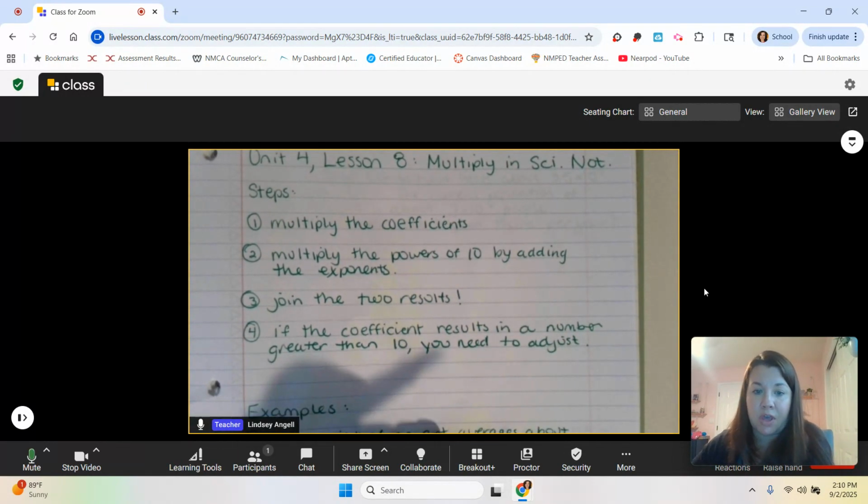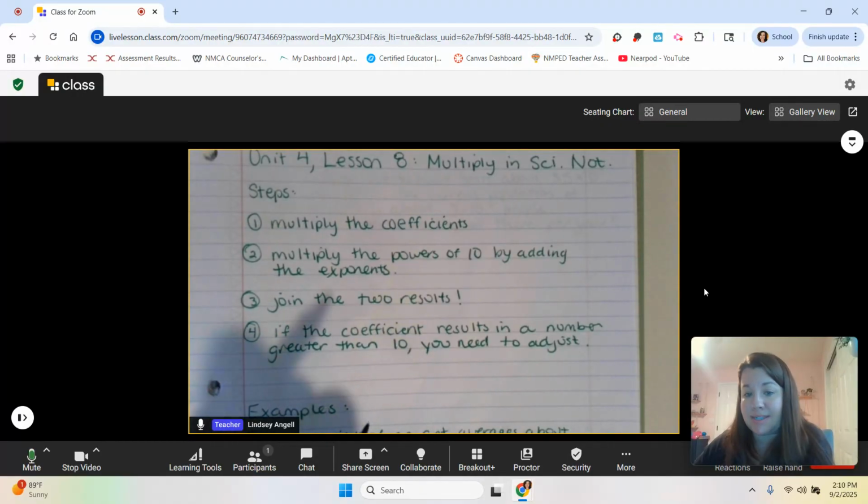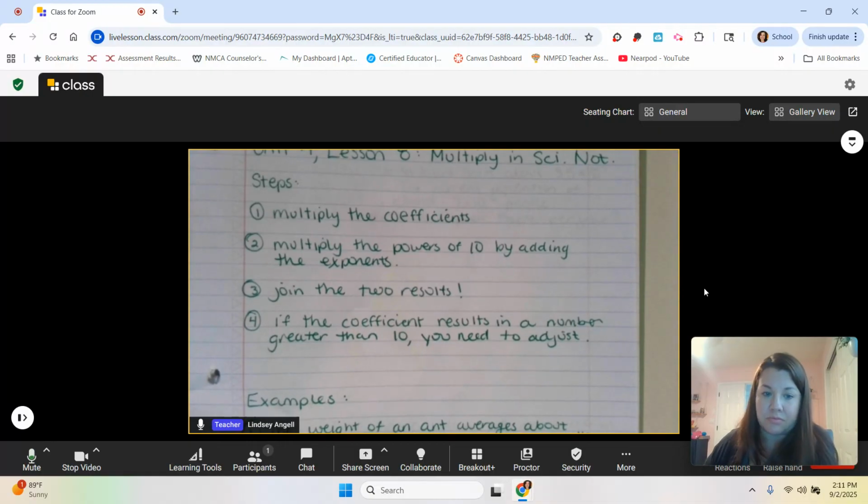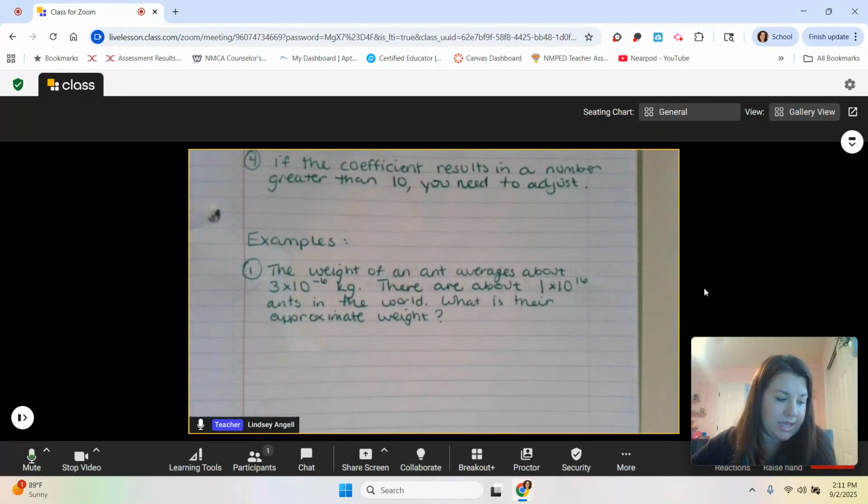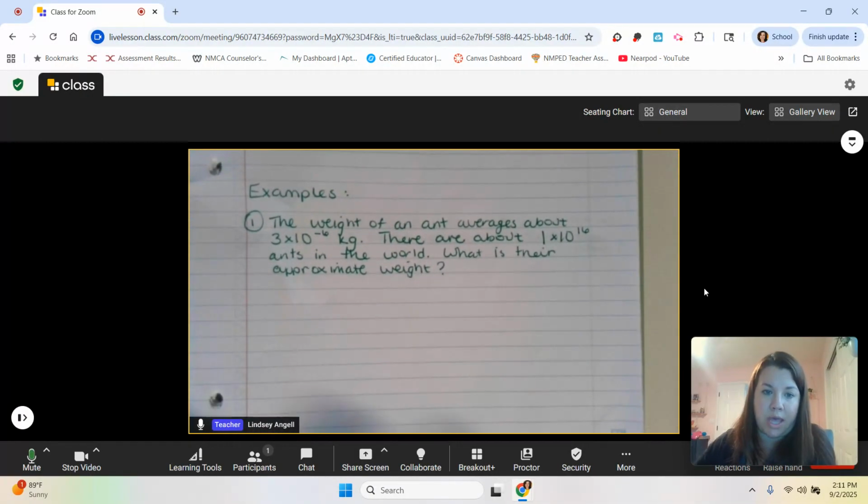Now, if the coefficient results in a number greater than 10, we need to adjust. And so I do have a problem set up for that to go over. Okay? So, let's see here. Number 1. The weight of an ant averages about 3 times 10 to the negative 6 kilograms. There are about 1 times 10 to the 16th ants in the world. What is their approximate weight?